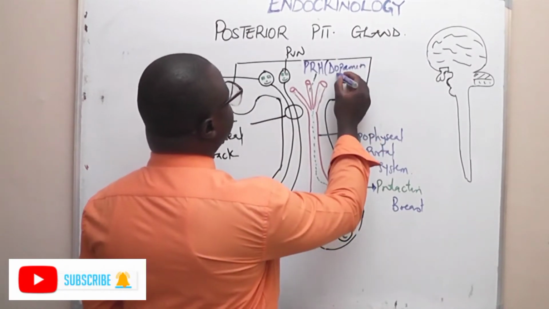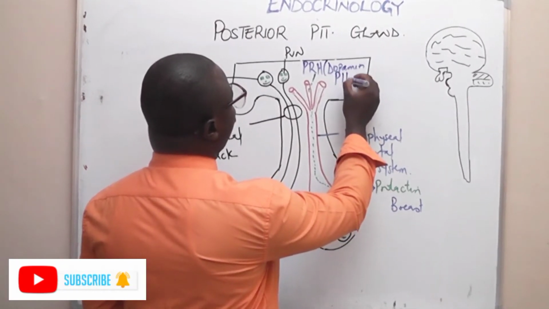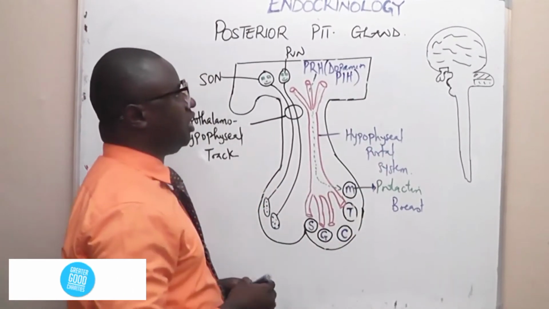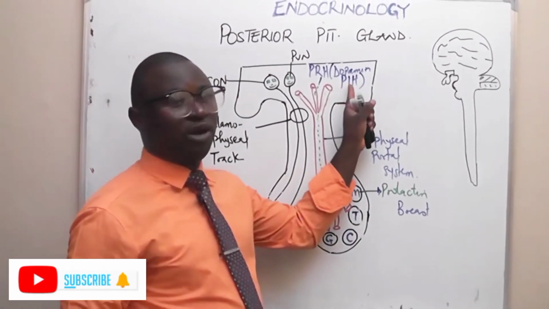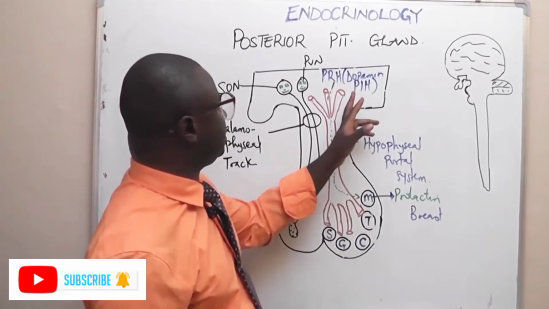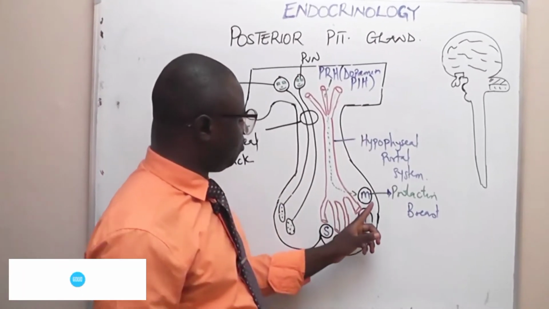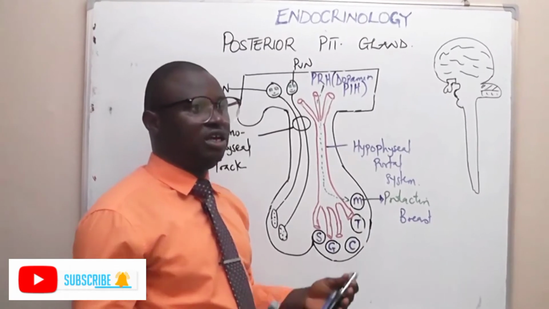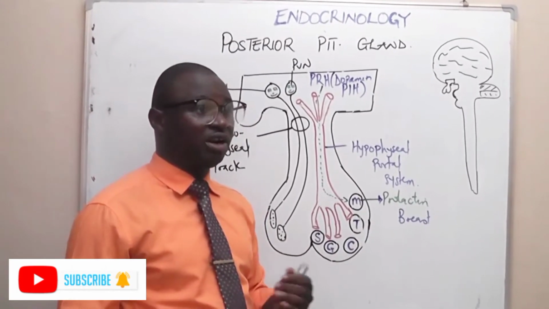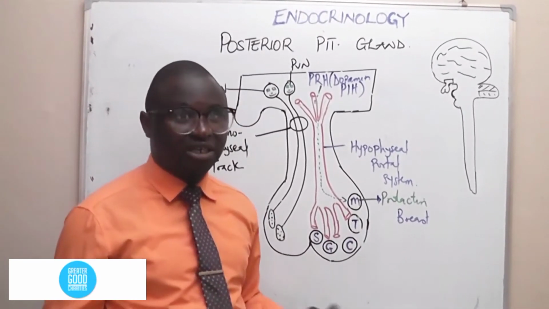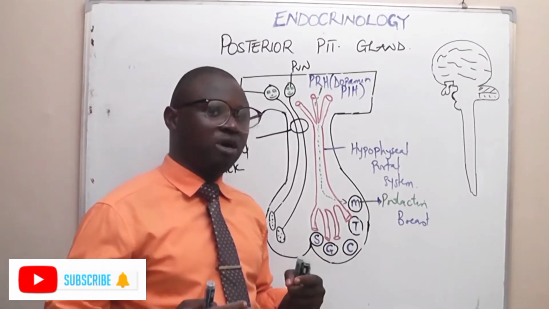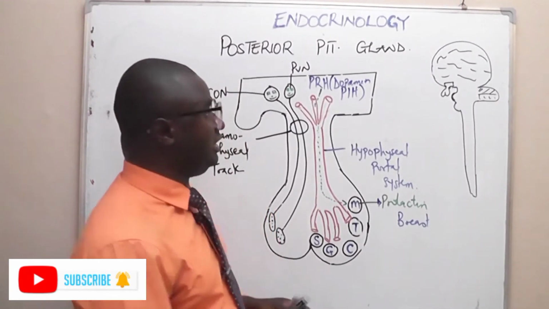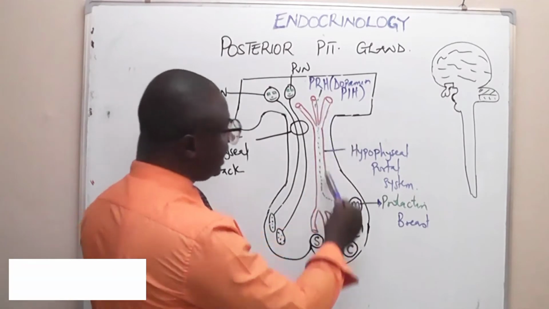Or you can call it prolactin inhibiting hormone. So you can either call it dopamine or prolactin inhibiting hormone. These guys inhibit the production of prolactin. So let's assume in a non-gravid woman that is not breastfeeding, definitely don't expect the woman to produce prolactin. So in that case, this will stay inhibited.